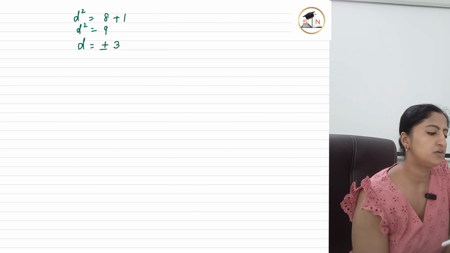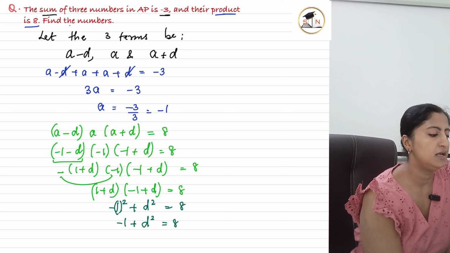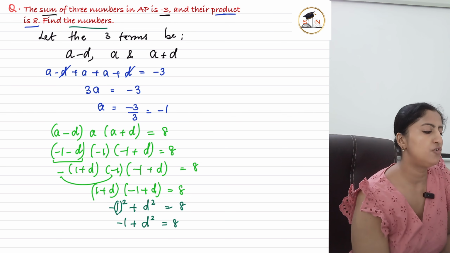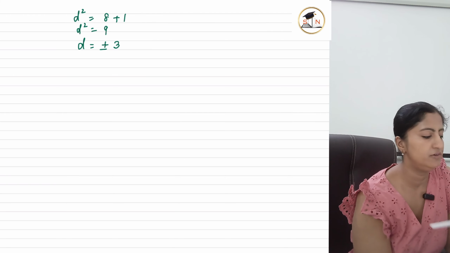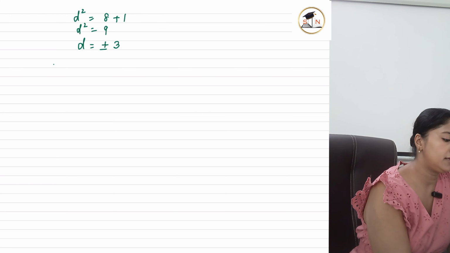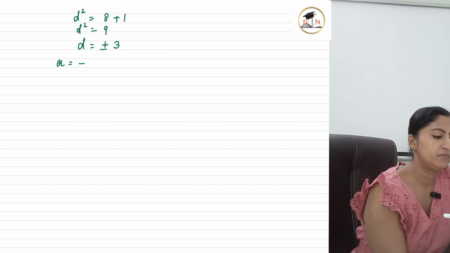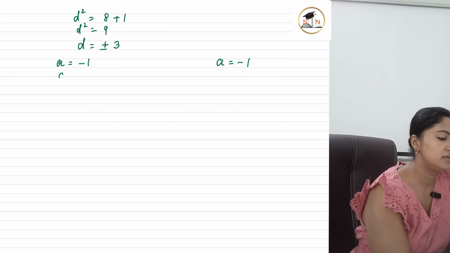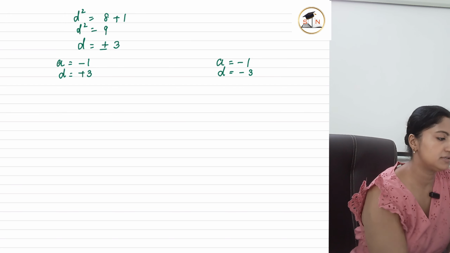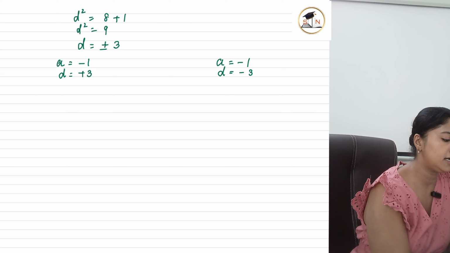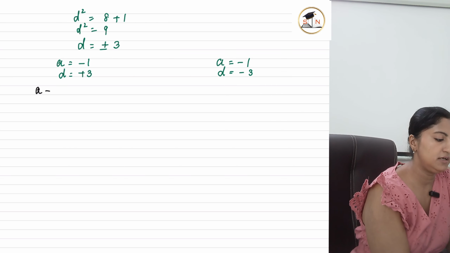Now, going back to the question, it asked for the numbers. Find the numbers. Now, over here, we have got two cases because we have got two different values of d. So I am writing a is negative 1, a as negative 1 over here. D as positive 3 and D as negative 3. So we need to find the numbers. The numbers according to what we had taken initially were A minus D, A, A plus D.